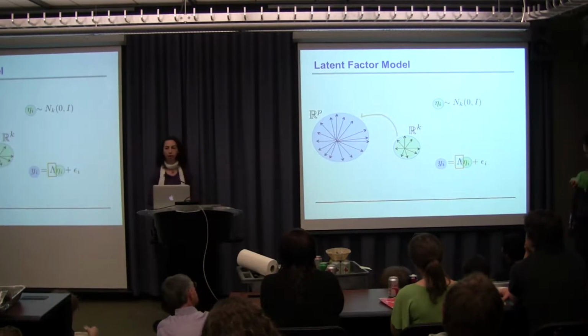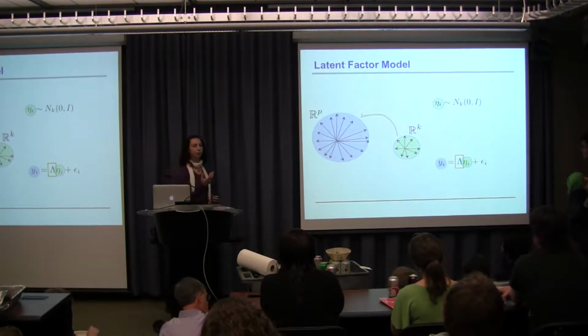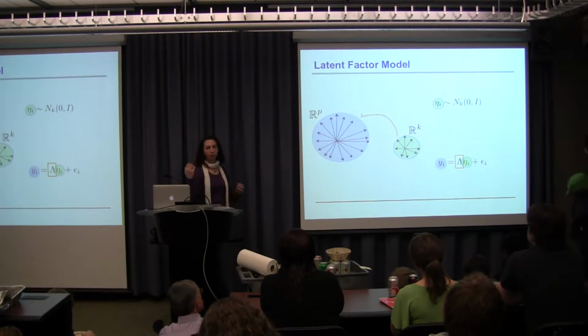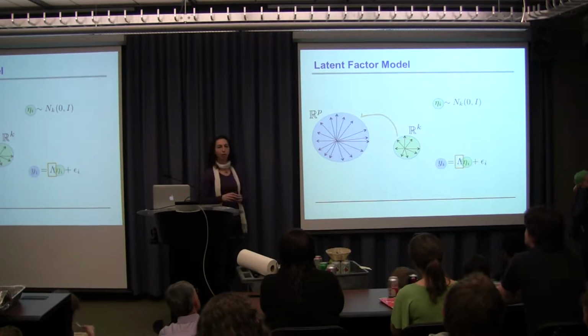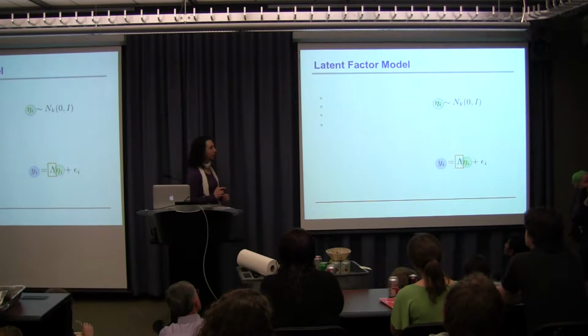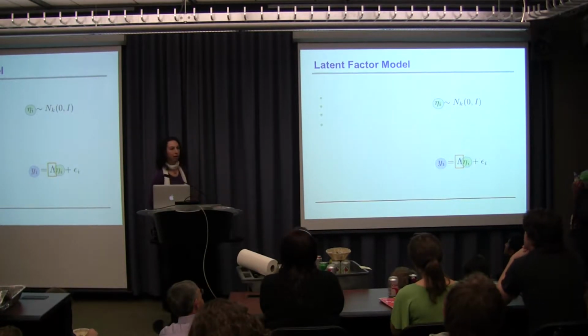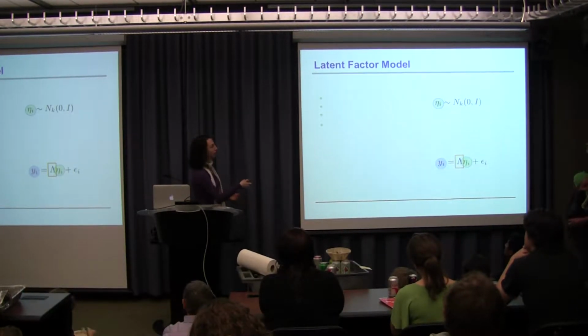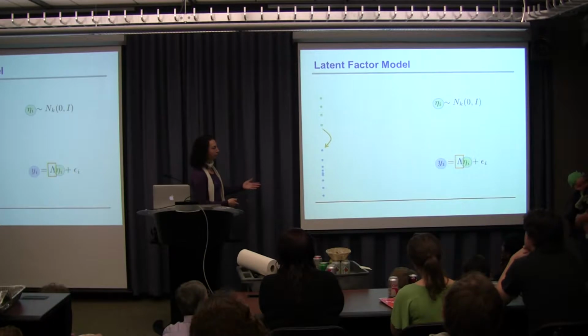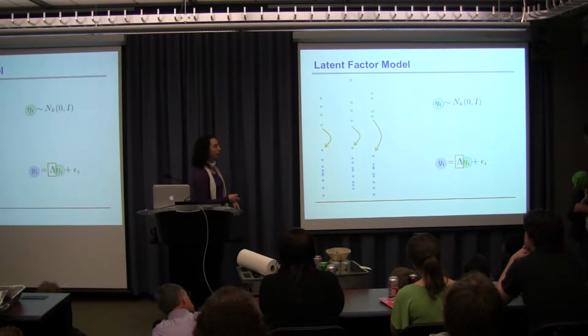Just some pictures of what I'm saying: we have these latent factors defined in this k-dimensional space, and they're getting projected up to our p-dimensional observation. The standard latent factor model assumes that each of our latent factors is independently distributed. So we draw this latent factor, project up, define its corresponding observation, and do this independently for each observation.